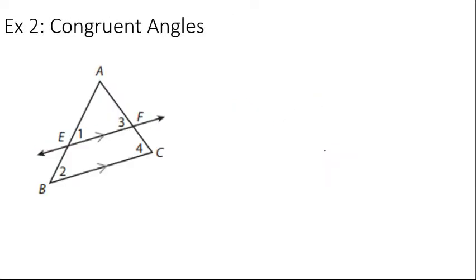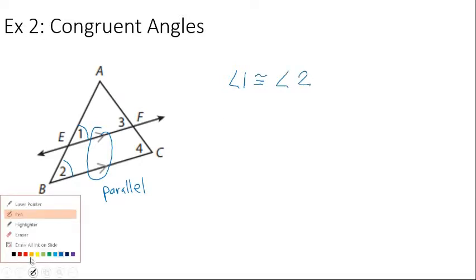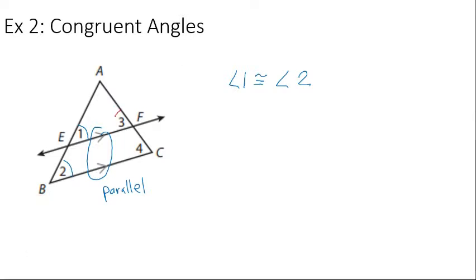Okay, so next one, congruent angles. So again, as long as these two are parallel, we know that angles 1 and 2 are congruent. And then also angles 3 and 4 are congruent. So angle 3 is congruent to angle 4. Okay, so that's what we need to do for congruent angles, as long as those segments are parallel.